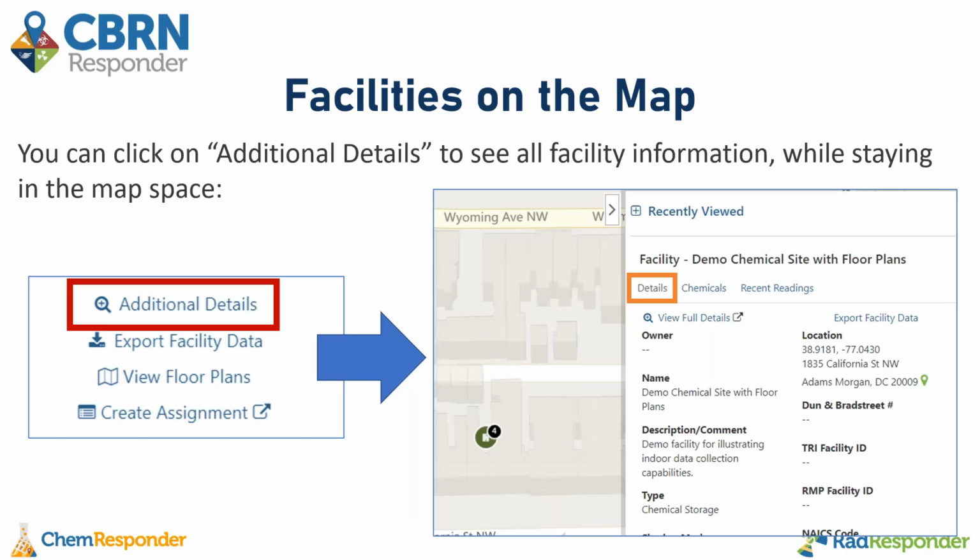I can click on the additional details under the quick details side menu that we just saw to see all of my facility information while staying within the event map space. So I don't have to navigate back and forth between pages. If I click additional details, I am now going to get a pop-up on the right-hand side of my map. And under the details section, which is outlined in orange, it's going to give me all of the details that I filled out, whether creating it on an event or at the organization level.